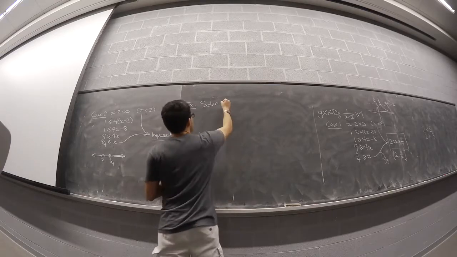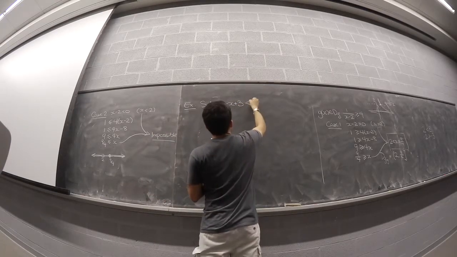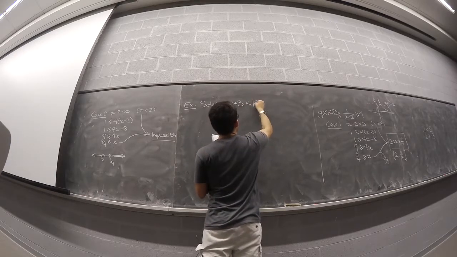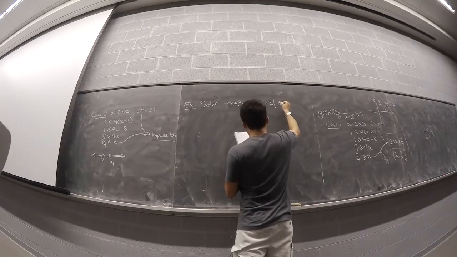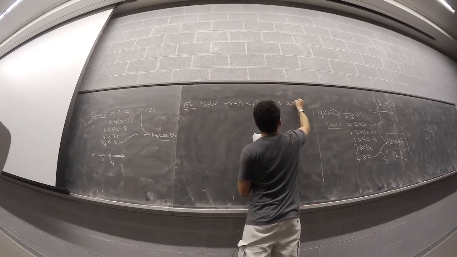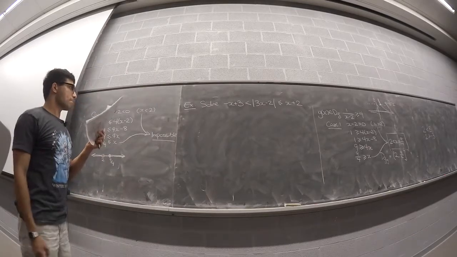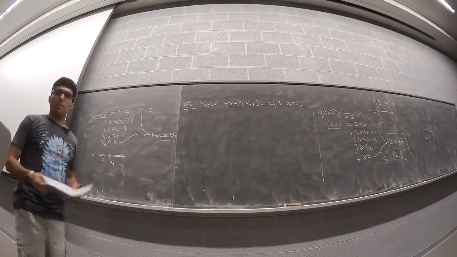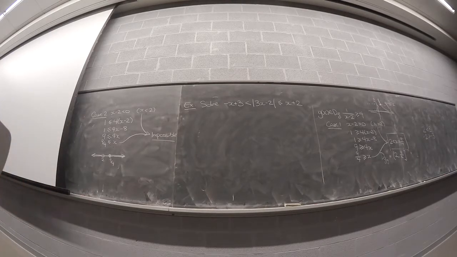Solve minus x plus 3 less than the absolute value of 3x minus 2 less than or equal to x plus 2. Okay. Ideas?